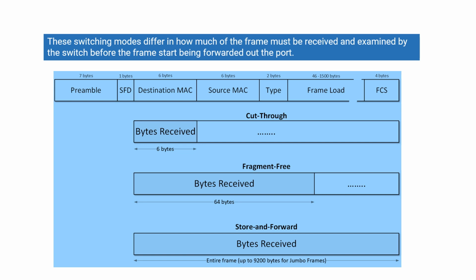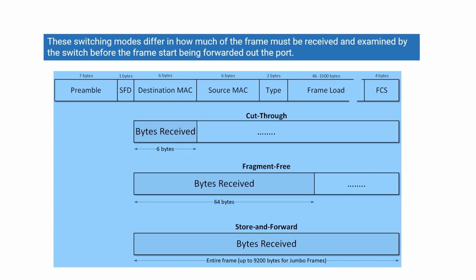This is the standard frame format that we already discussed, and this frame load is nothing but the data. The three modes of switching are differentiated by how many bytes have to be received before the forwarding of the frame starts from the particular port. In cut-through switching, after the preamble, 6 bytes have to be received, that is, the destination MAC address has to be resolved. Once those 6 bytes are received, the forwarding starts in the cut-through mode.